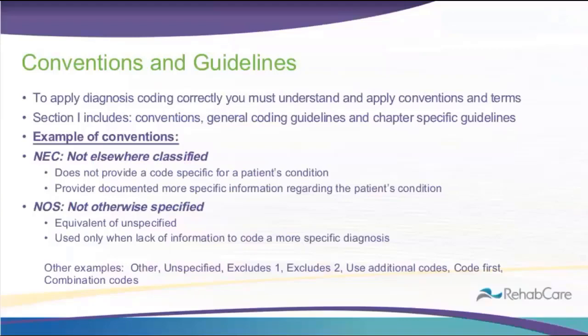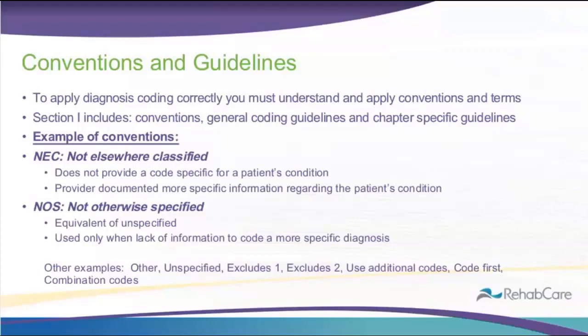The conventions and guidelines are in the very back of the book. To apply diagnosis correctly, you have to understand how to apply those conventions and terms. And it just spells out how you do it. Like you heard me say earlier, E11.9 is assigned if the diabetes is not specified. That's always your default code, and that's one of the coding conventions out of the back of the book. The first section gives you conventions, general coding guidelines, and then chapter specific guidelines. Here are a couple of examples of conventions.